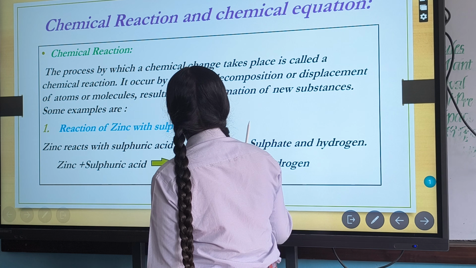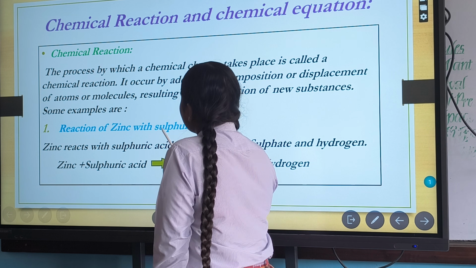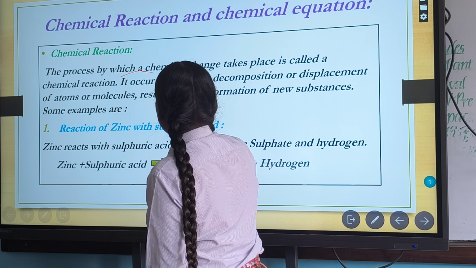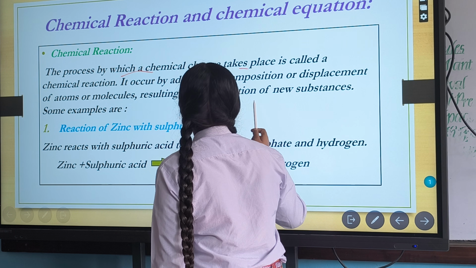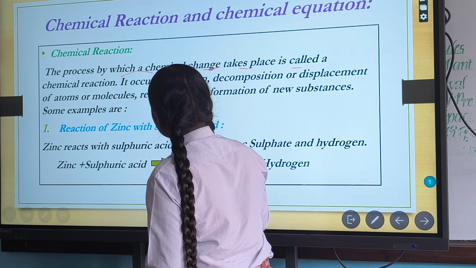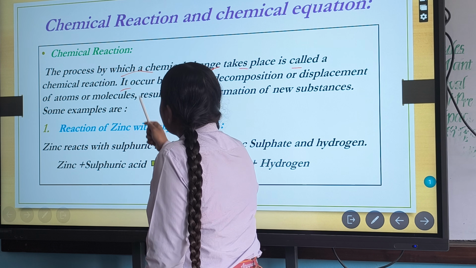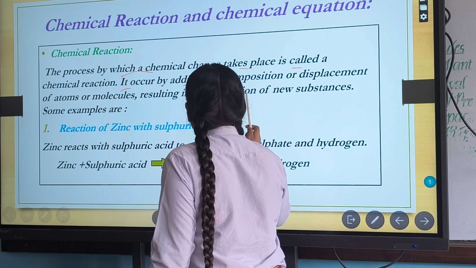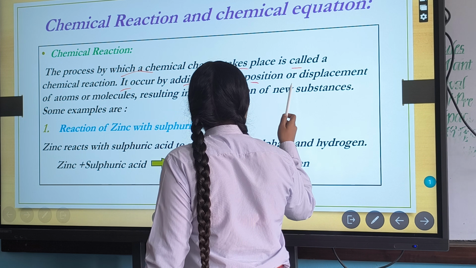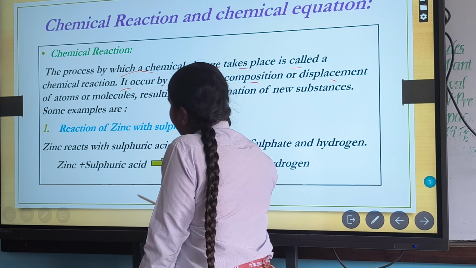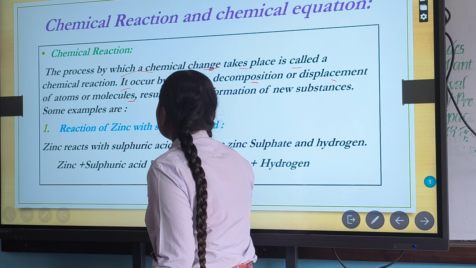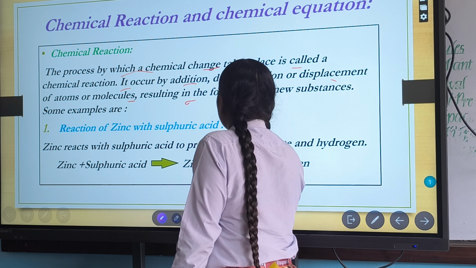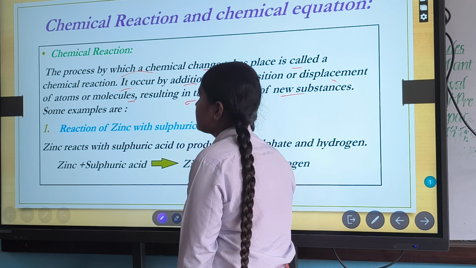Chemical reaction and chemical equation. Chemical reaction: the process by which a chemical change takes place is called chemical reaction. It occurs by addition, decomposition, or displacement of atoms or molecules, resulting in the formation of new substances.